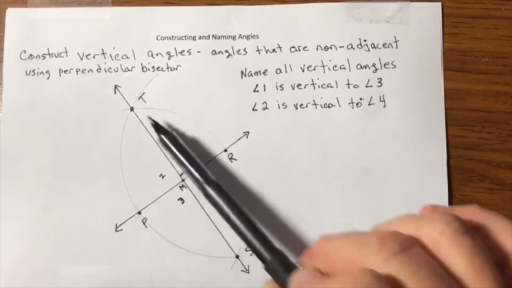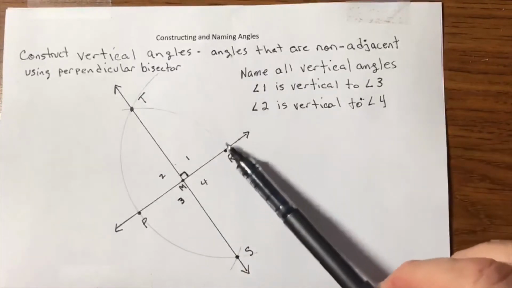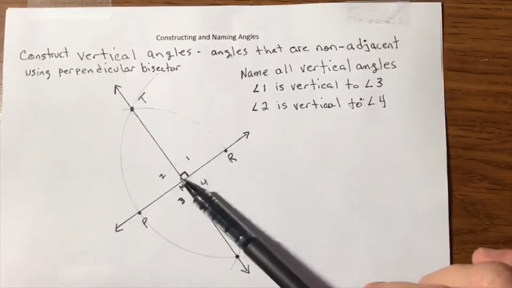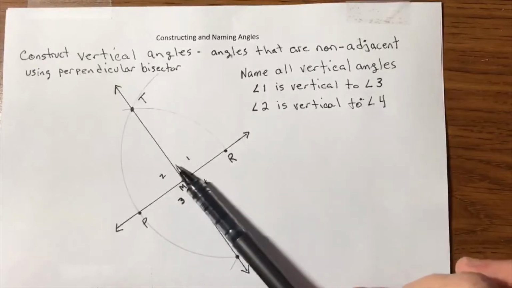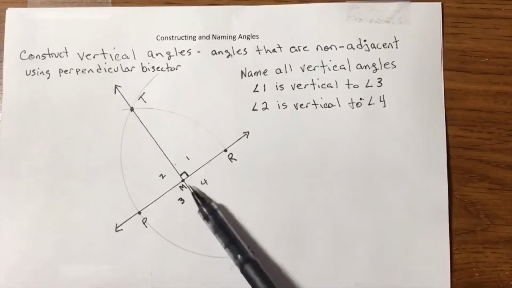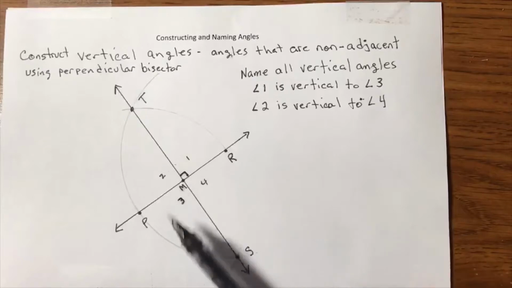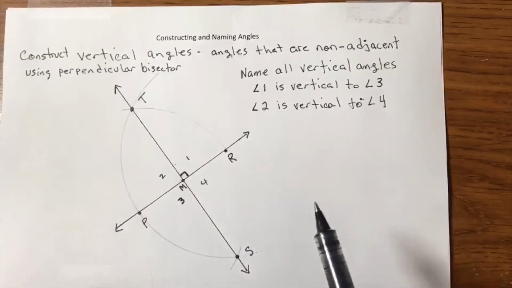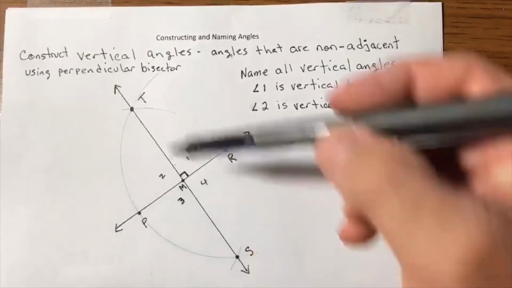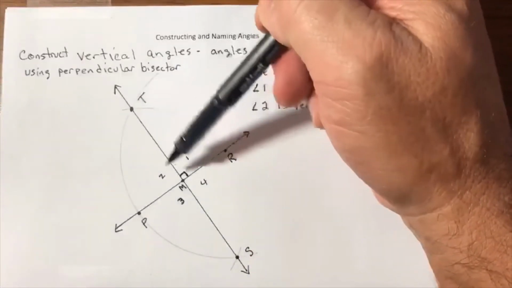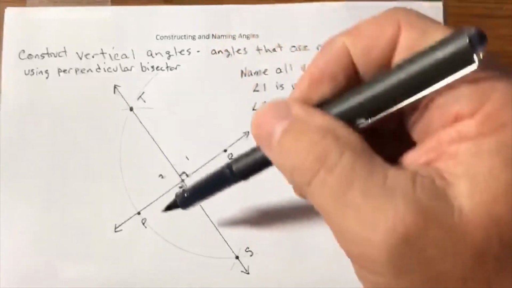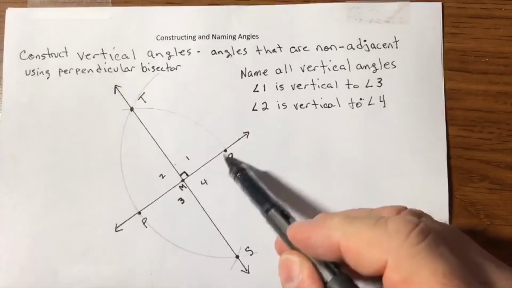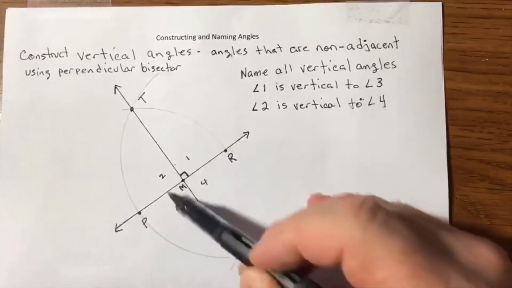Now, if we did not have these numbers, you would have to use these 3 letters. So if I was going to name angle 1, if I didn't have that number there, I would refer to RMT, as this angle is vertical to SMP. Those are my vertical angles. Okay? So angle 2 could have been named TMP or PMT, okay, which would be vertical to RMS or SMR.